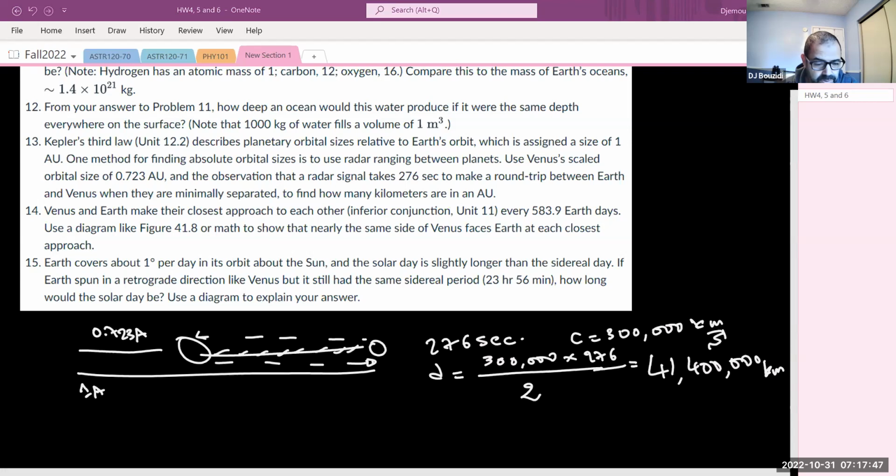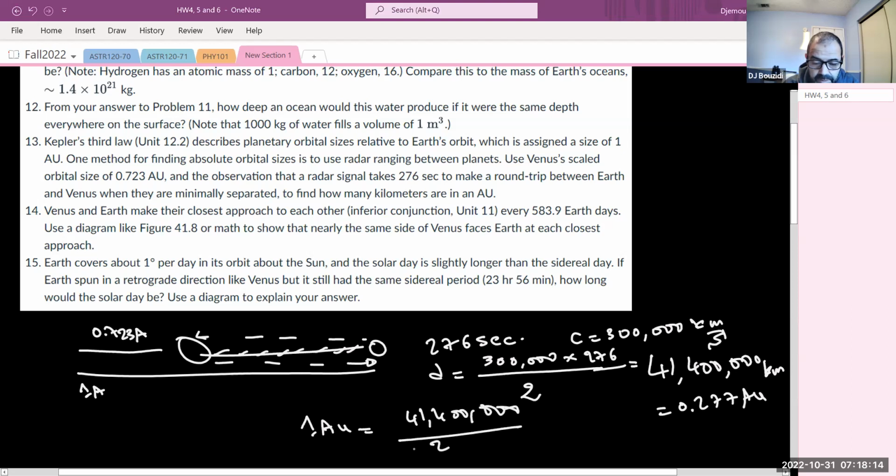1 minus 0.723 is 0.277. So this number in here is 0.277 astronomical units. So if I want to know how many kilometers are in an astronomical unit, so 1 AU should be 41,400,000 divided by 0.277. That's going to be a number around 150 million kilometers. It's going to be slightly less if you do the calculations in here.